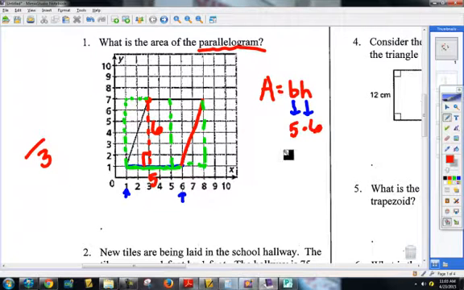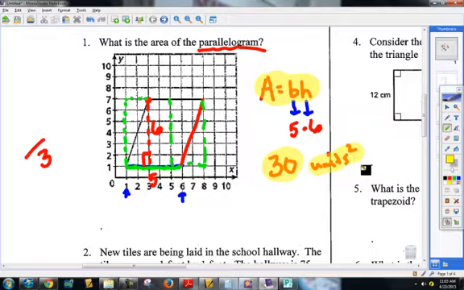Okay? And then I obviously got to multiply them. Your second point for this question is 30 is the answer. Then, of course, you must have units squared. So, in order to get the full 3 points here, you must have your formula. You must have your answer. You must have your units. Everybody got that? Formula, answer, units.